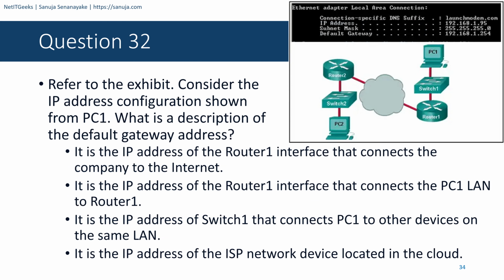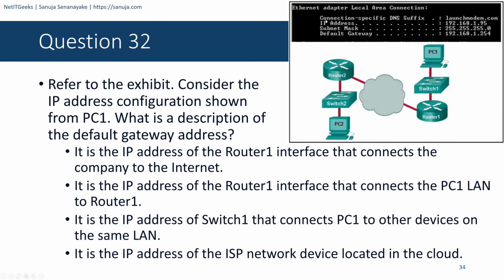Question number 32. Refer to the exhibit, on the top right hand corner right here. Consider the IP address configuration shown from PC1. What is the description of the default gateway address? Remember, this screenshot is taken from PC1, and this is the diagram we have. We have PC1 connected to a switch, connected to a router, with the internet or a bunch of networks in between, and then a router, a switch and PC2 here. This is the configuration, and this screenshot is coming from PC1.